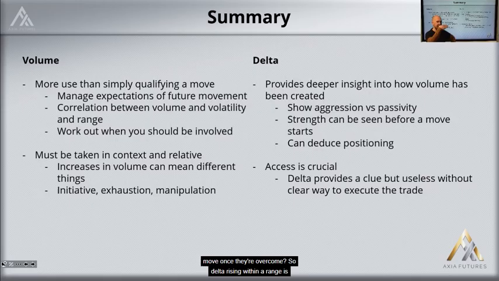So delta rising within a range is showing that people are building up passive short positions. What happens when you break out of range? Are they going to be forced out? How do you expect that move to then develop? So it allows you to see strength before a move. It allows you to build up a sense of positioning over time, so that you're not just simply looking at a market from the perspective of waiting for the delta to say, now you can take this short-term trade on, but you're giving yourself a bias. You're sort of building up the story.